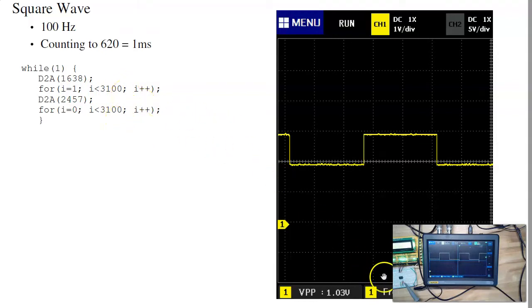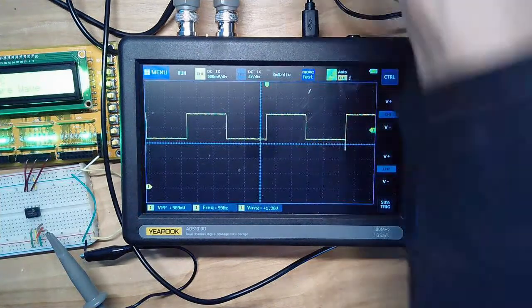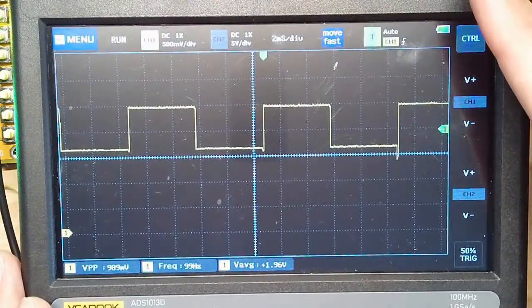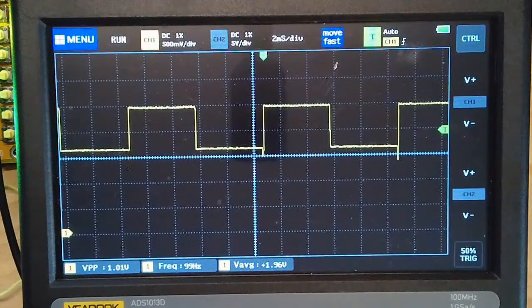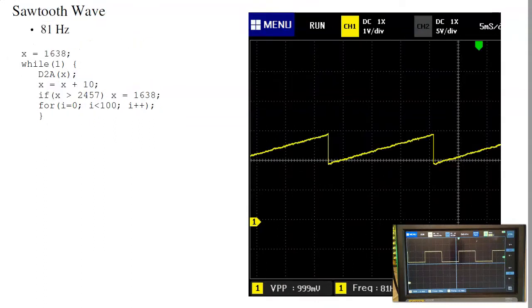If I look at the output then, this is what I see. I have a square wave going between the two numbers, and the frequency is about 100 Hz. And a little bit off. That's due to the timing. This number is just a hair off. So I can output a square wave. Other waveforms I can output.